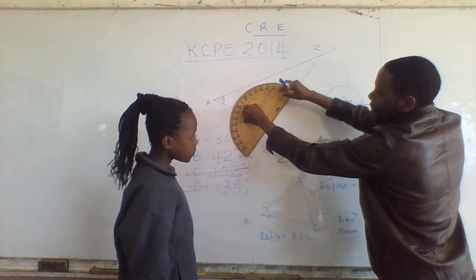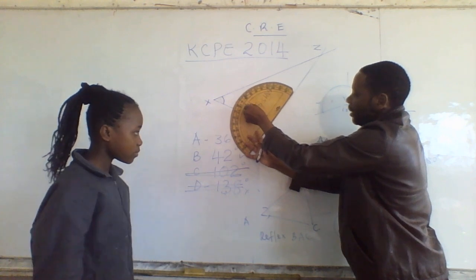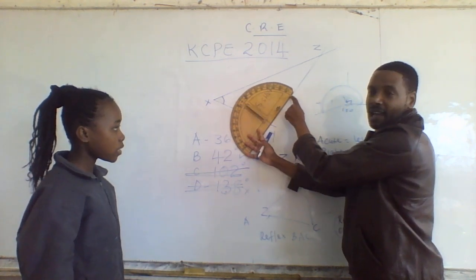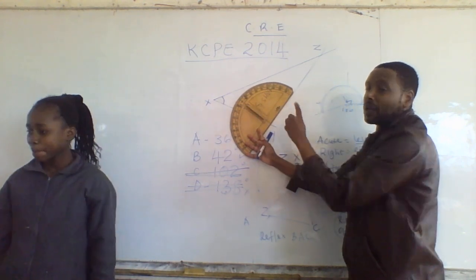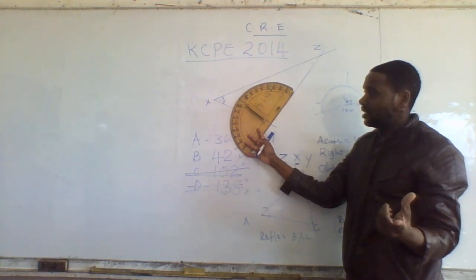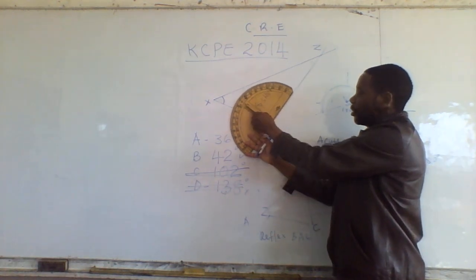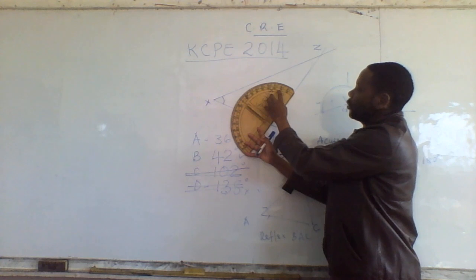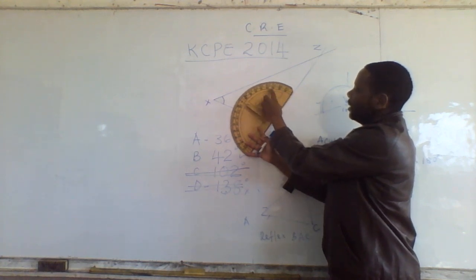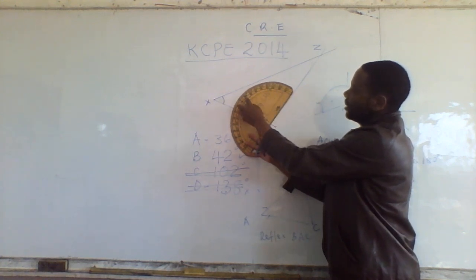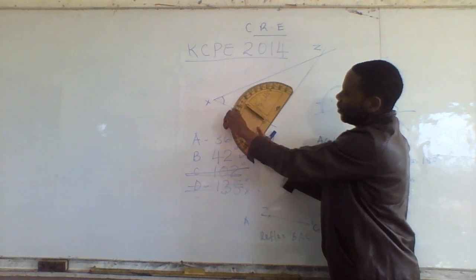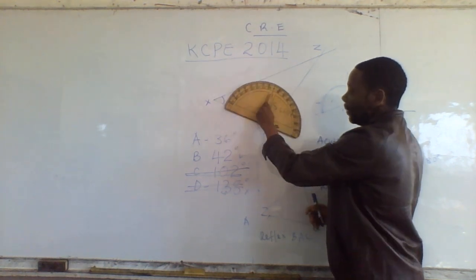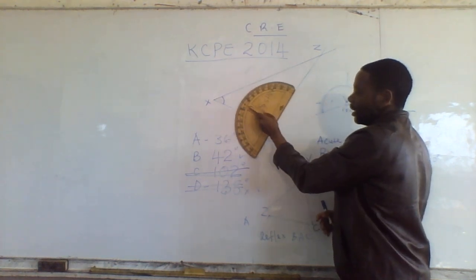So we can also place it like this, right? This becomes now our baseline. So which will be the scale we are using? The inner scale. We grow from 0. We never start measuring an angle from 180. Are we together? Yes. We always start from 0. We go 0, 10, 20, 30, 40, 50, 60, 70, 80, 90, 100, 105. So whether you place it that way or that way, you get the same answer.